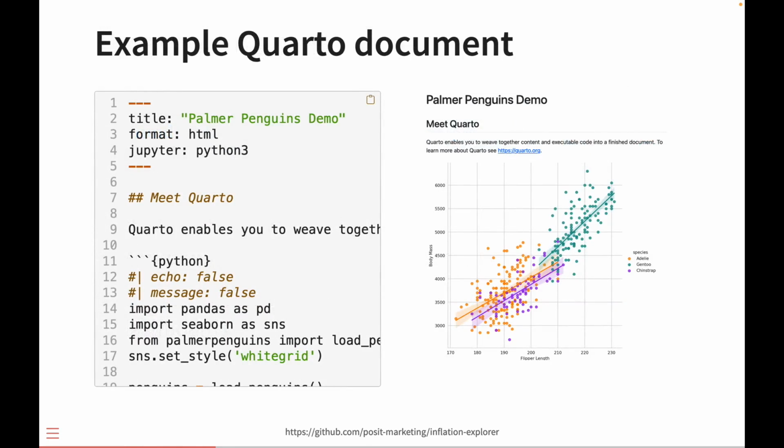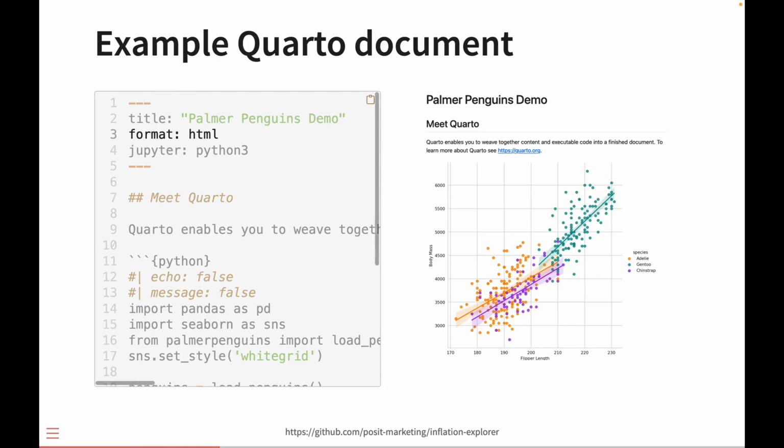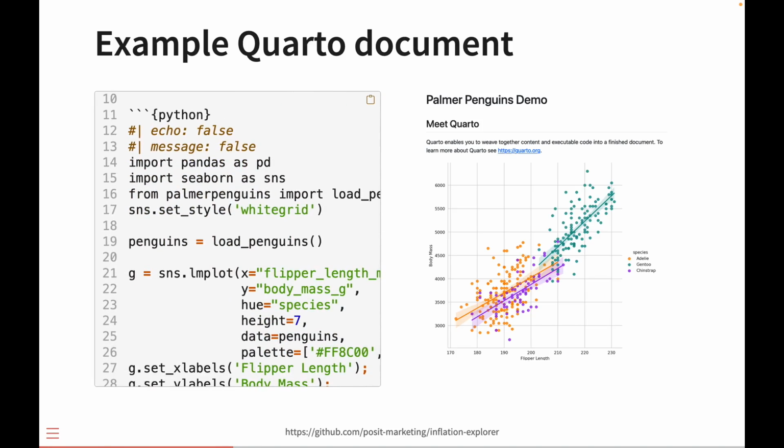And here's an example Quarto document. At the top in the YAML header, we specify the format, and the engine we're using, in this case Jupyter. Then within the document itself, we have text and executable code here in a Python chunk. Running or rendering this document on the left gives us the document or the output on the right.